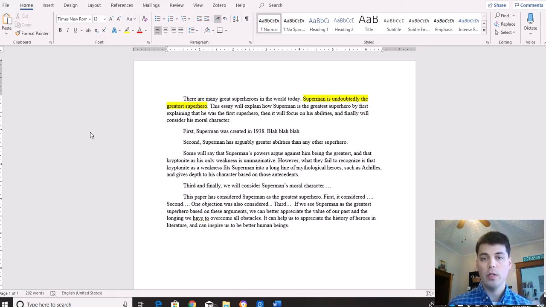You should also always have some sort of introduction, a conclusion, and then the body is going to just be supporting the main argument that you talk about in your introduction, and then also talk about in your conclusion.